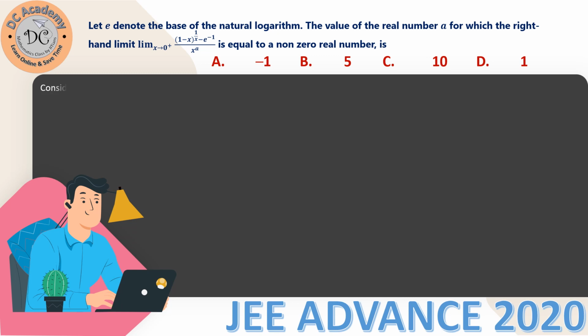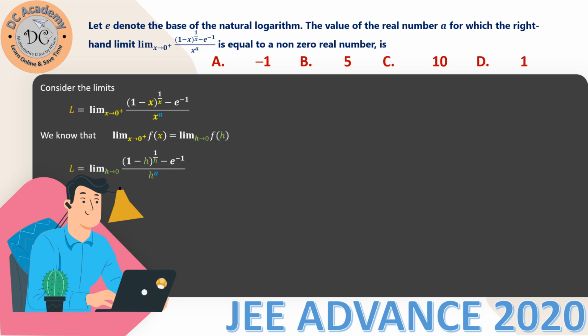First, we consider the given limit and see that it is a right limit. So we know that to find the right limit, we always use the relation that limit x tends to 0 plus f(x) is equal to limit h tends to 0 f(h), where h is greater than 0. This is the condition. So here we can easily convert to the h form, where h is greater than 0, and rewrite it as limit h tends to 0 of (1 minus h) whole to the power 1 by h, minus e to the power minus 1, and so on.